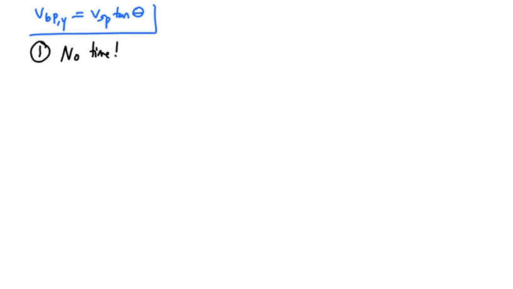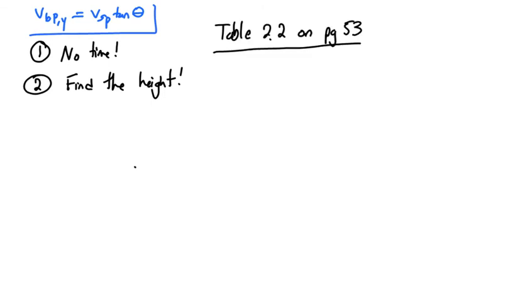The second reason is that we need to find the height. So there's a single kinematic equation that not only has no time in it, but also is very convenient when you need to find the height of a projectile. And it comes from, in your textbook, table 2.2 on page 53, and it is the following. The final velocity squared is equal to the initial velocity squared plus 2 times the acceleration times the y final minus y initial. So I've written this in the vertical direction. It's given in the horizontal direction in your textbook, but of course they're the same.